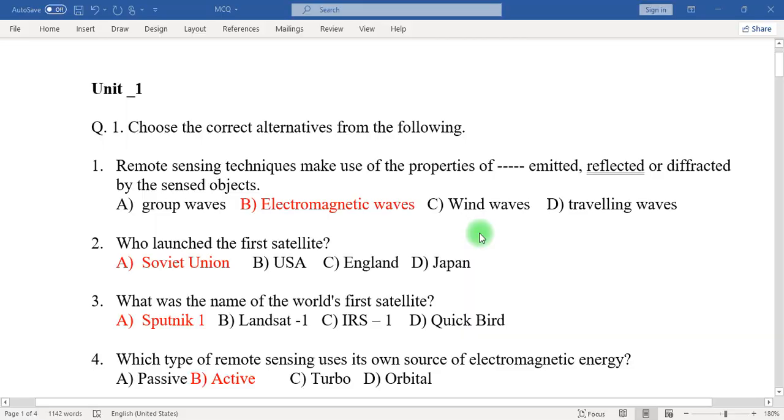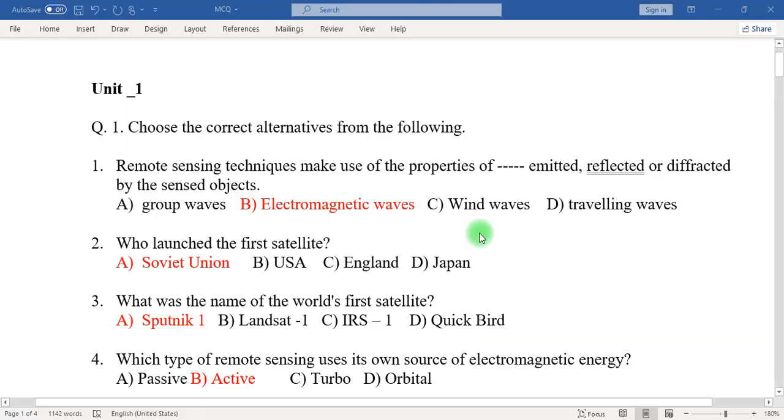Today we learn about the important questions of remote sensing and aerial photography. These questions are very useful for different university examinations and competitive examinations. So let's go and learn about the important questions.